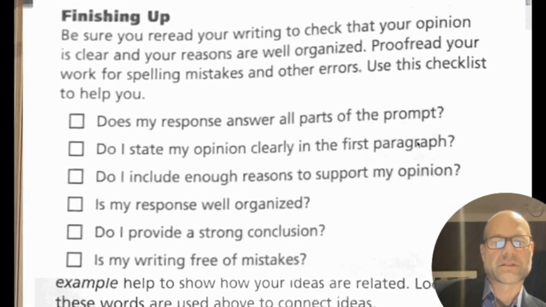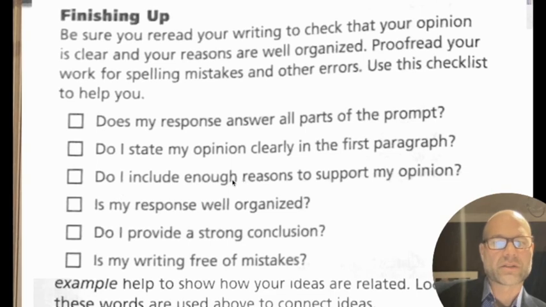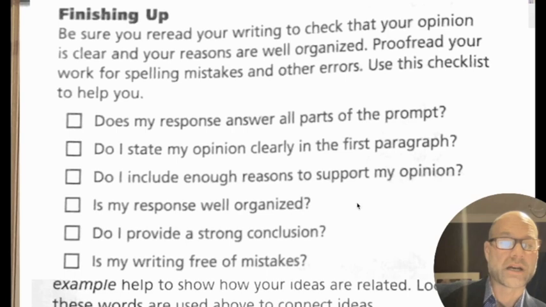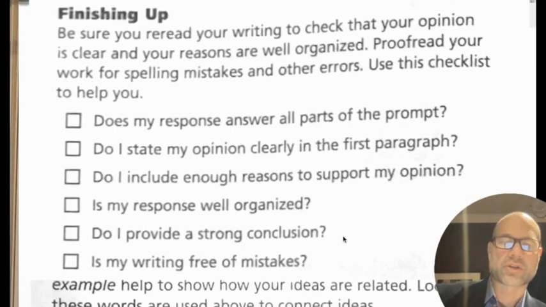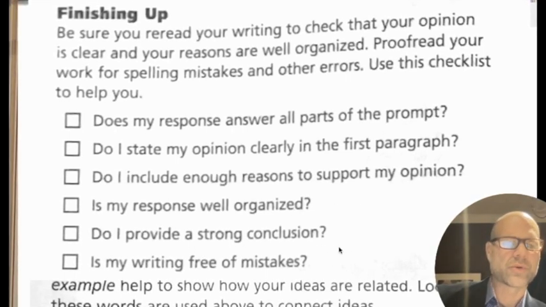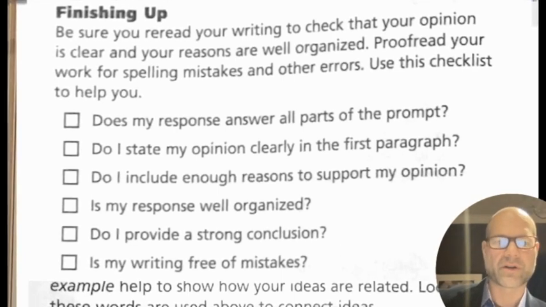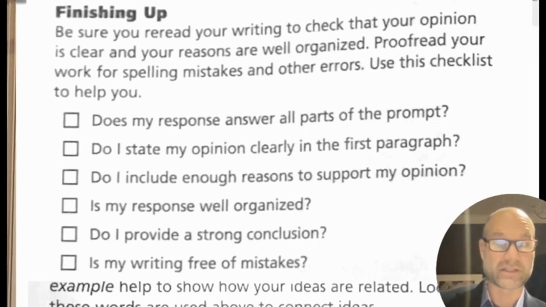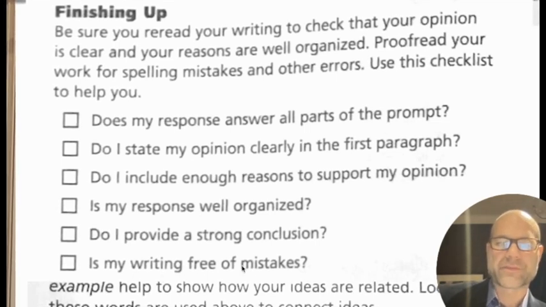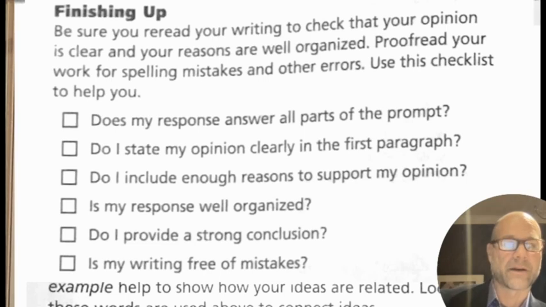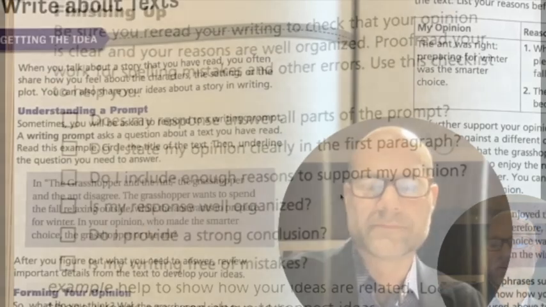Do I state my opinion clearly in the first paragraph? Do I include enough reasons to support my opinion? Is my response well organized? Do I provide a strong conclusion? Also, is my response or are my reasons explained? Will the reader understand how this has to do with the text? Is my writing free of mistakes? And that's where we do use COPs, right? Capitalization, organization, punctuation, and spelling. So look back at your text and see that it all does.